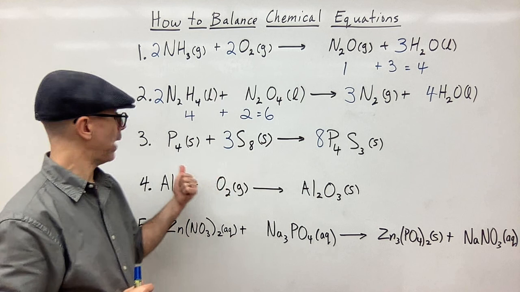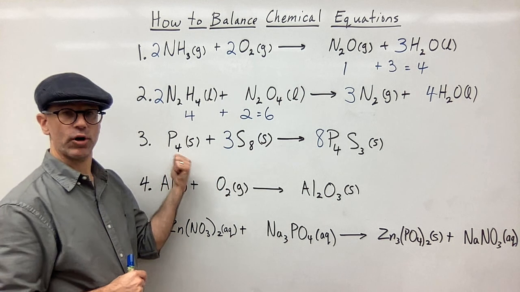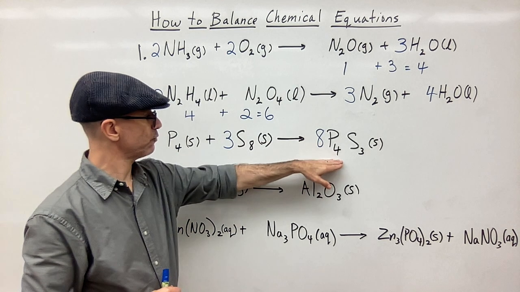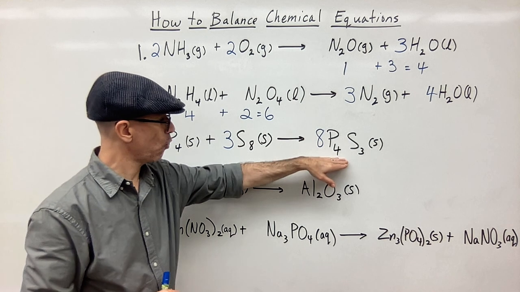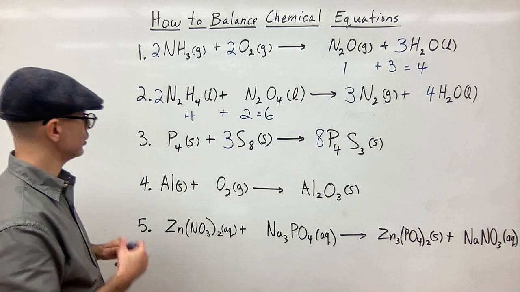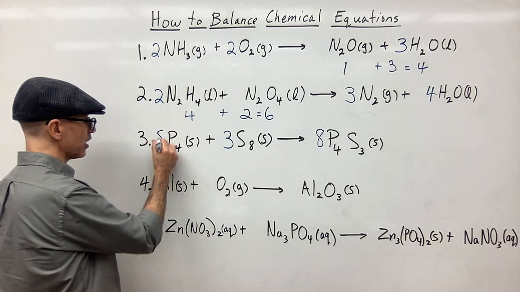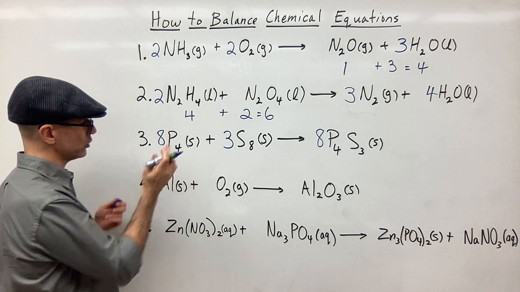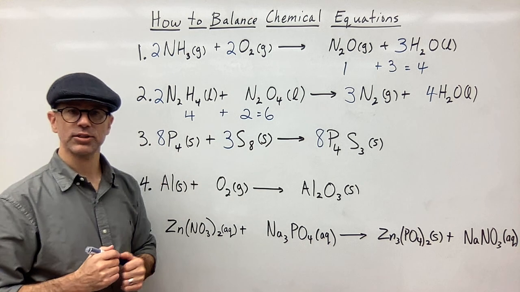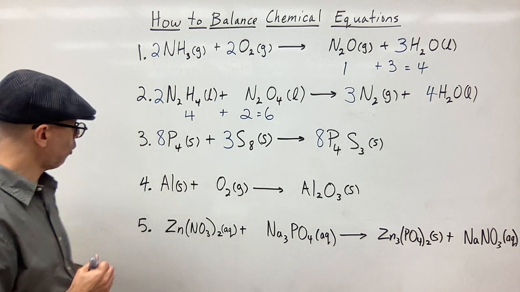But now I have to go back to my P4 here and balance that since that's off. But notice that 8 times P4 here, 8 times 4 gives me 32 here. So I can just put 8 here because 8 times 4 is 32. And there you go. I have my balanced equation. Let's go to number 4.